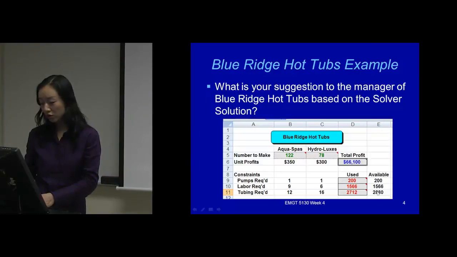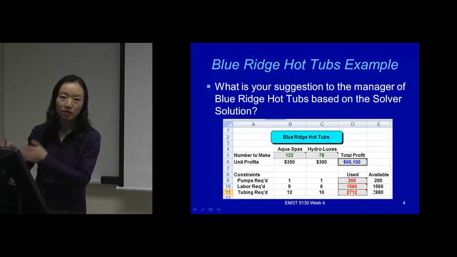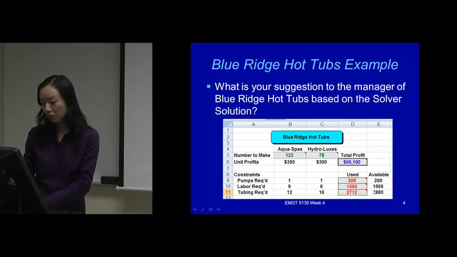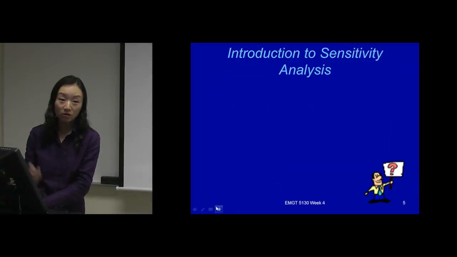And here are those available resources. As long as those resources change within this range, our profit will still be the same. But the number to make probably will change. Okay. So that's what the sensitivity analysis is going to tell you.